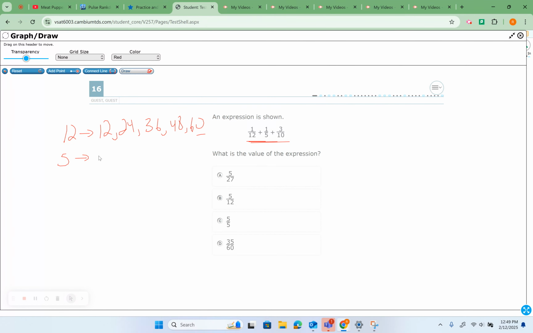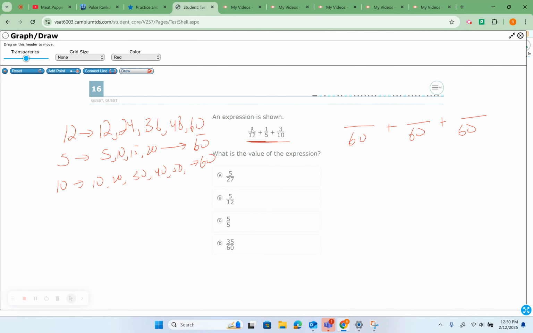5, 10, 15, 20, and you're going to keep going till you hit what? Here's 60. 10, 20, 30, 40, 50, then I get to where? 60. So my common denominator for all three will be 60.